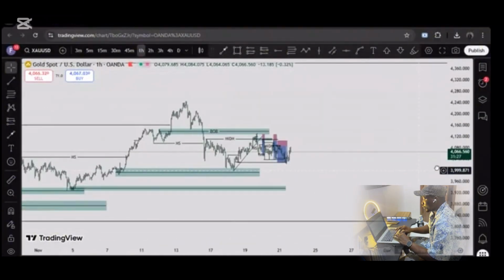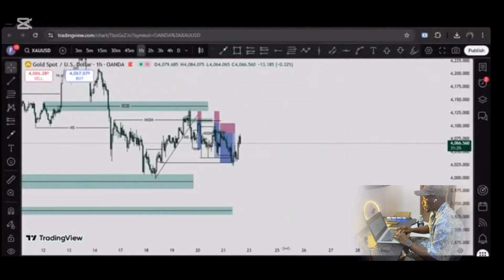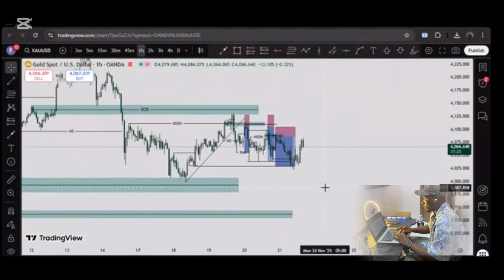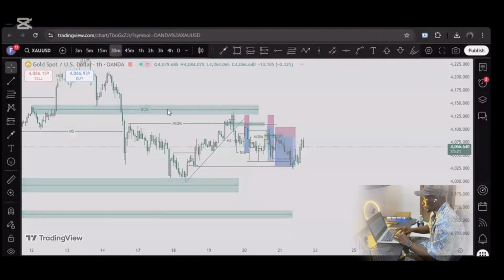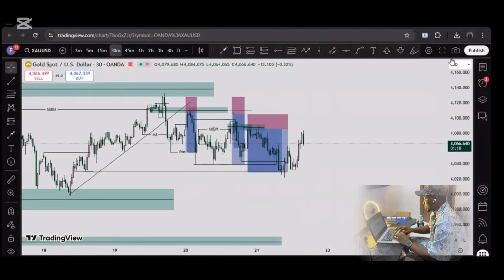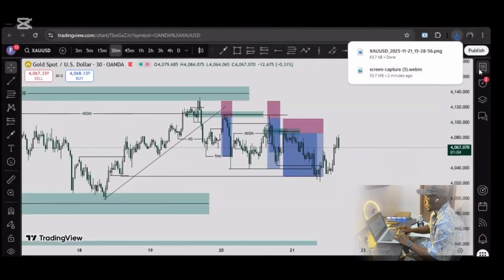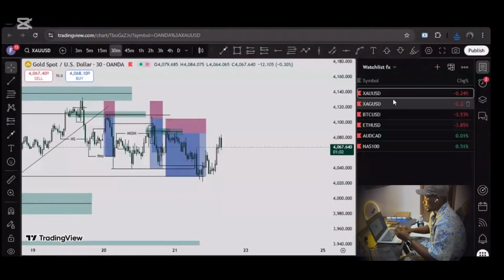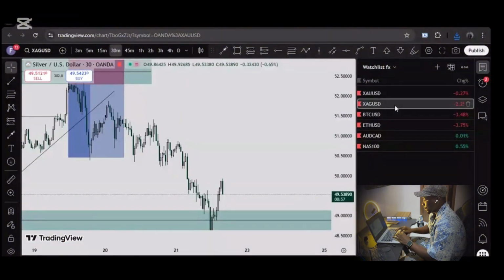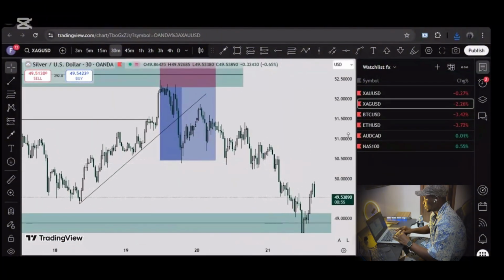So on gold, you can see that I took 3 trades on gold just right here. I think I'm going to take a screenshot of this because I'm cleaning everything to really teach you guys, to show you guys how I was able to take those trades. I'm saving this. And then I took three gold trades and then a silver trade, silver USD trade.